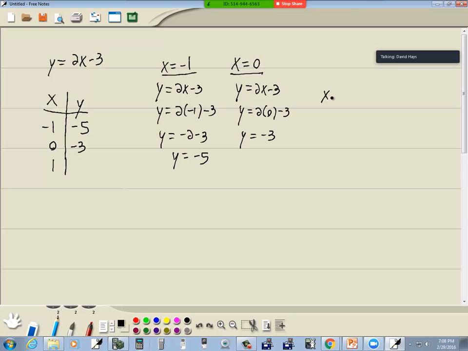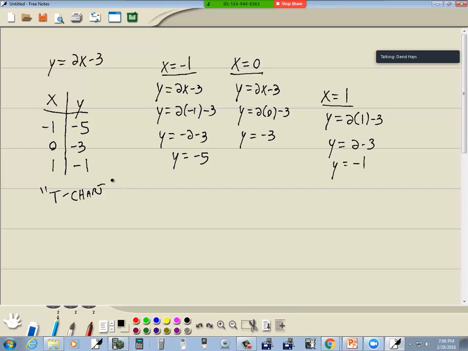And then our last one, x is equal to 1. We're going to plug 1 in for the x. So we've got y is equal to 2 times 1 minus 3. 2 times 1 is 2 minus 3, which gives us -1. And this is our t-chart.